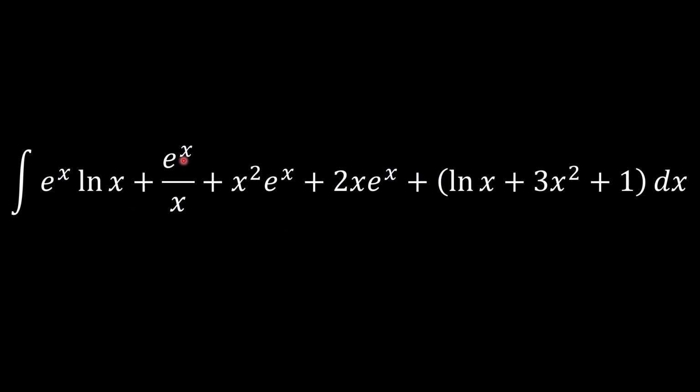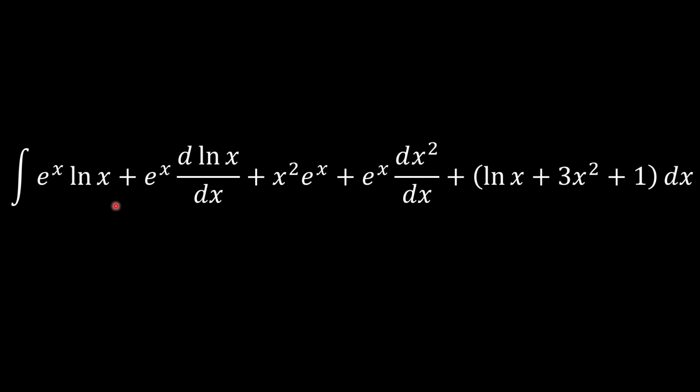So I have brought 1 over x times e to the power x closer to e to the power x times natural logarithm of x. And then x squared times e to the power x, I've put closer to 2x times e to the power x. And so we can now move ahead and re-express 1 over x as the derivative of natural logarithm of x with respect to x, and 2x as the derivative of x squared with respect to x.